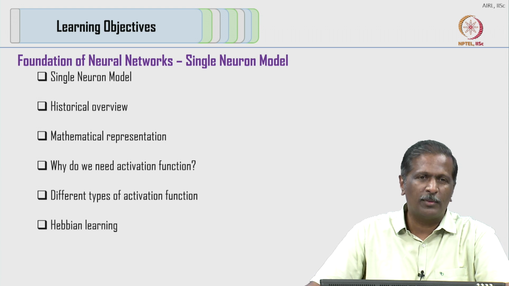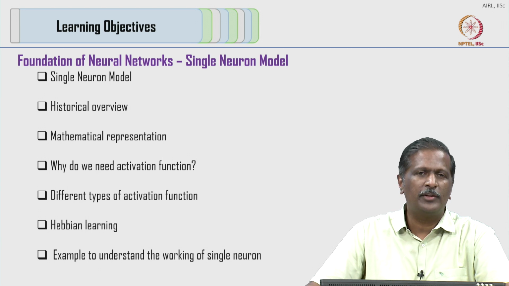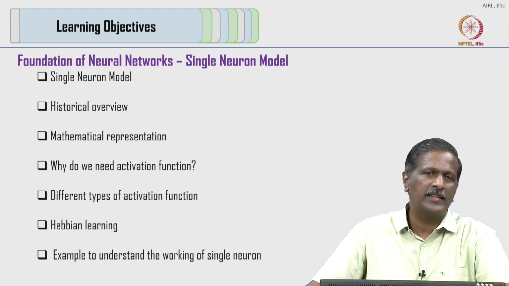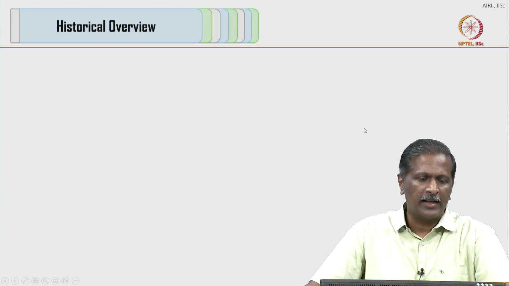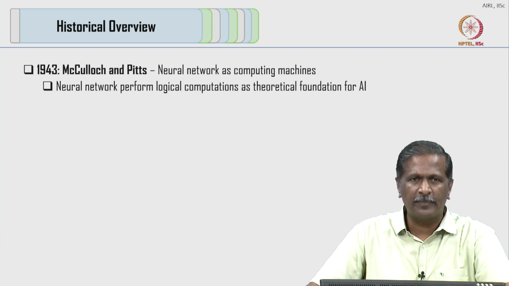And finally, we talk about simple Hebbian learning, and we take one example to understand how a single neuron model can learn from data. We just go through the simple working of a few samples and few steps to understand and appreciate it. Okay. Now, let's look at a historical overview.